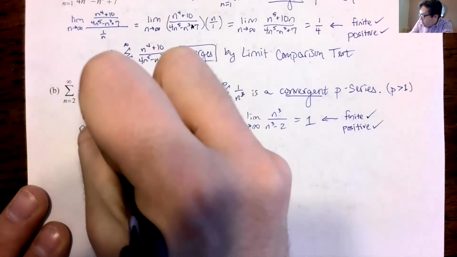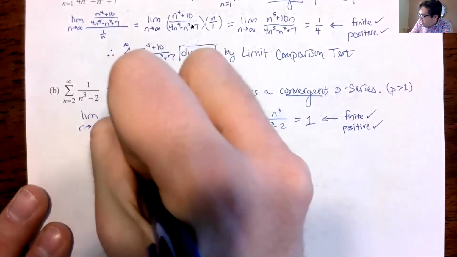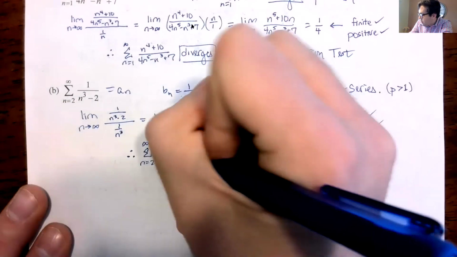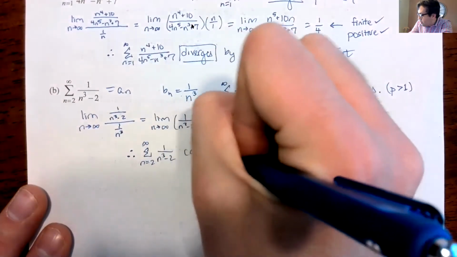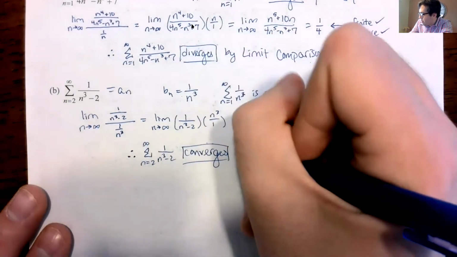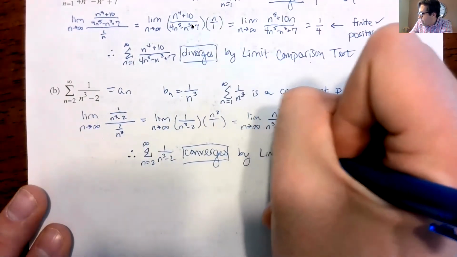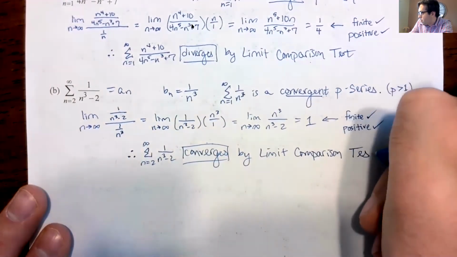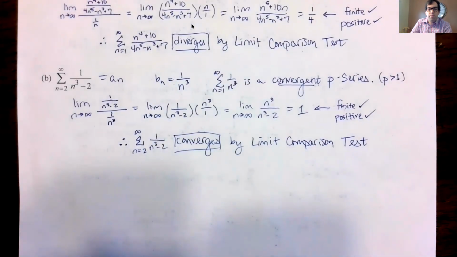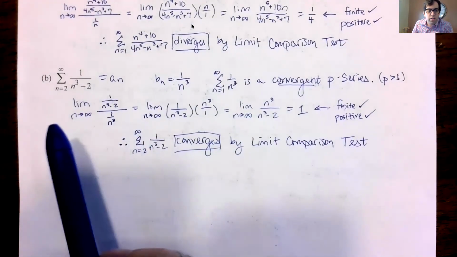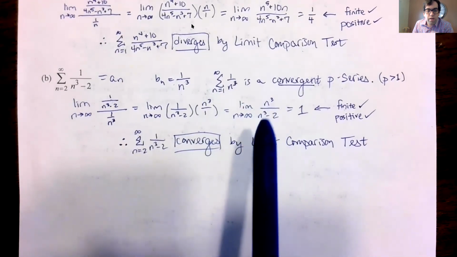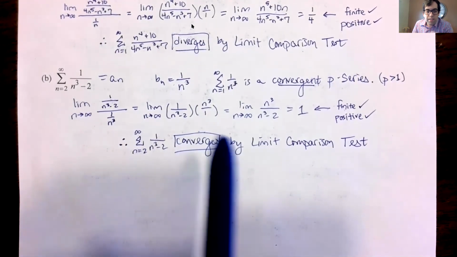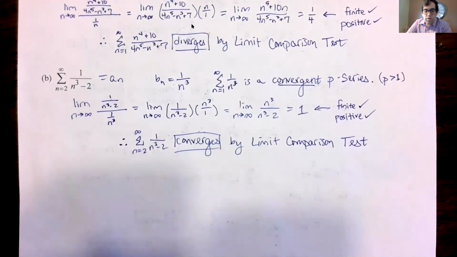And we would say, therefore, the original series from n equals 2 to infinity of 1 over n cubed minus 2 converges by the limit comparison test. All right, because our b sub n converged, we showed through this limit that we have relatively similar series that are growing at a similar rate. So our original series a sub n also converges.